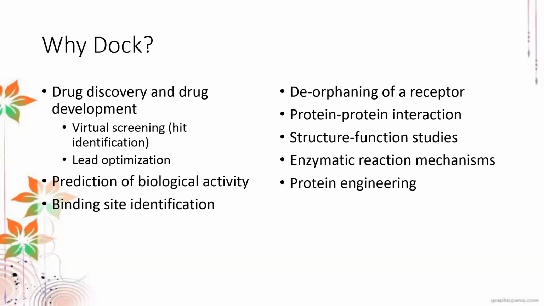Another one is orphaning a receptor. This is usually done when we discover new receptors but we do not really know what they are for. So we can try to dock several known compounds here so that we have an idea what it is for. Another one is protein-protein interactions: how do two different proteins interact with one another? And some structure-function studies.